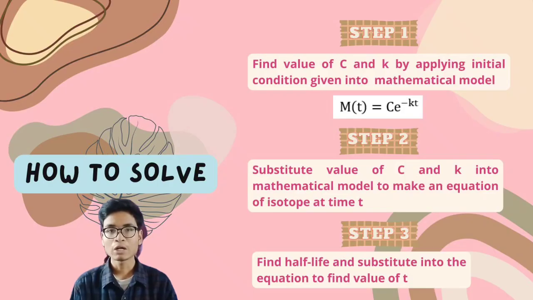So next, how to solve a radioactive decay problem? The first step is to find the value of C and k by applying the initial condition given into the mathematical model. The second step is to substitute the value of C and k into the mathematical model to make an equation of the isotope at time t. And lastly, the third step is to find the half-life and substitute it into the equation to find the value of t.